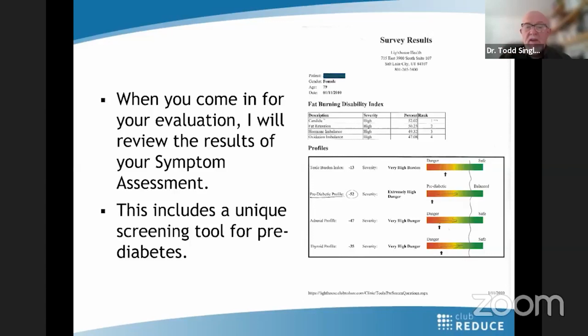Pre-diabetic profile, look at that, -52. Now, most patients are pre-diabetic, but we can tell here exactly how pre-diabetic they are before they jump over into the diabetes side. Adrenal profile, again, adrenals are stressed. So if I see this too high, I tell the patient stop exercising because adrenal stress is there.